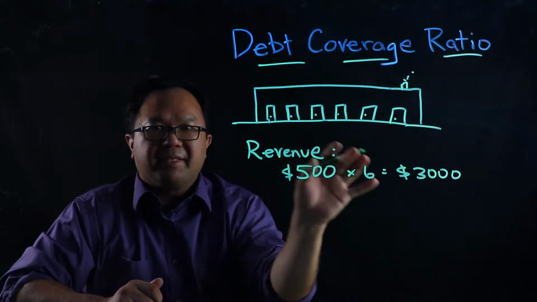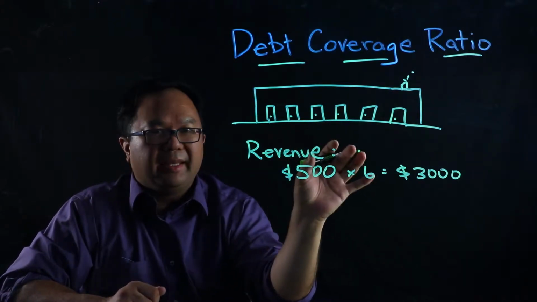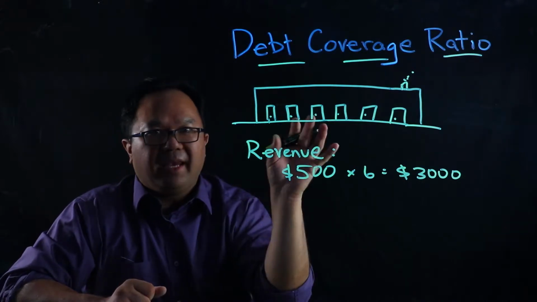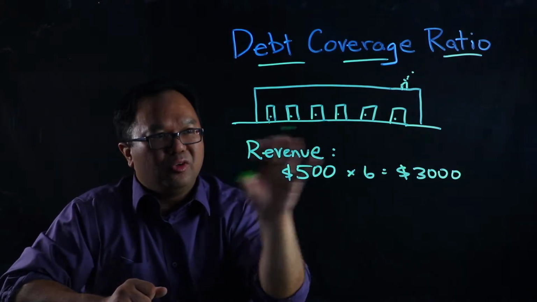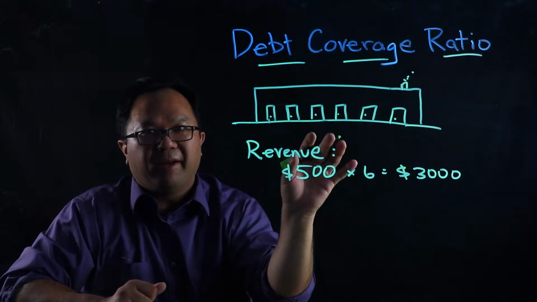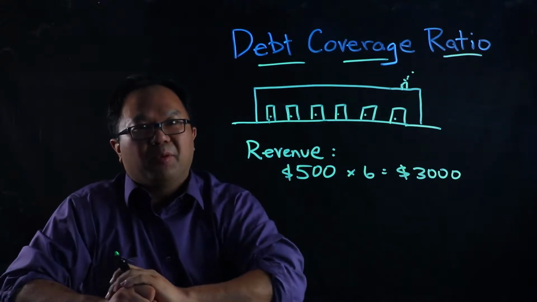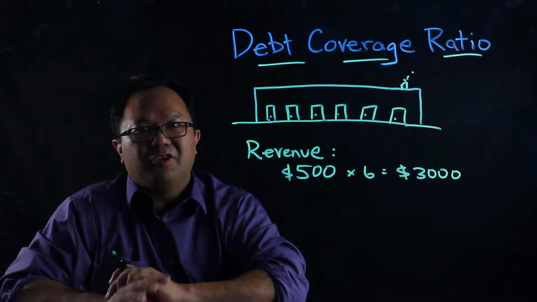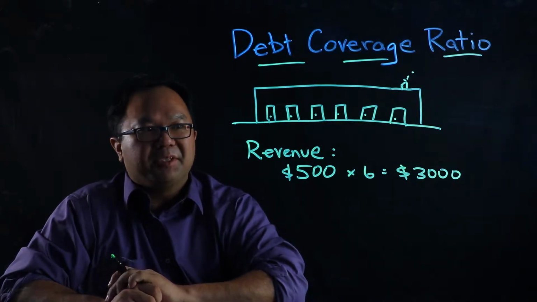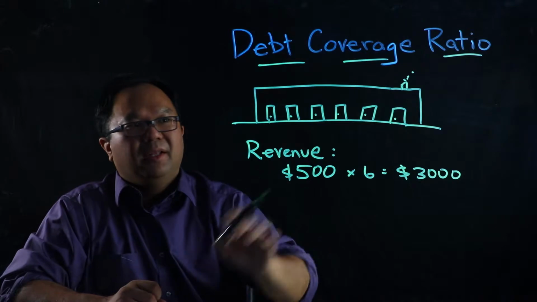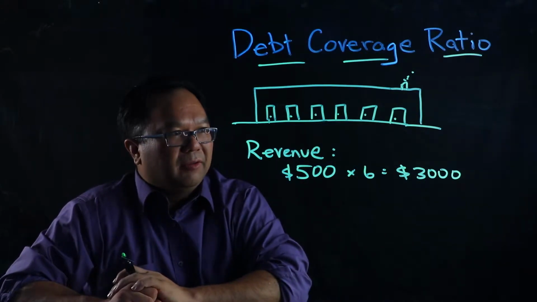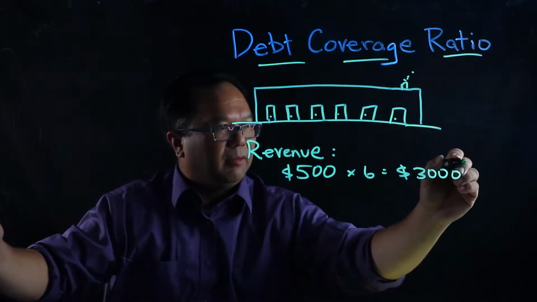Now we'll keep it simple in this example. Let's just say that nobody is vacating, and so let's assume in this example that you don't have to worry about vacancy. Usually you do have to worry about it in real life, like if the vacancy rate of the area that you're buying in is, say, 5%, then you have to account for that in this number. Let's just take this example without that. So the revenue is $3,000 per month.